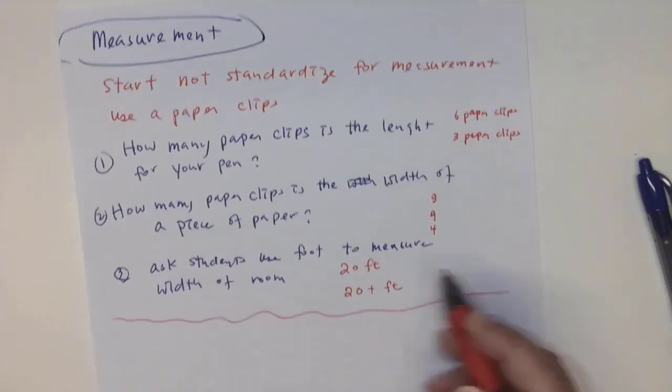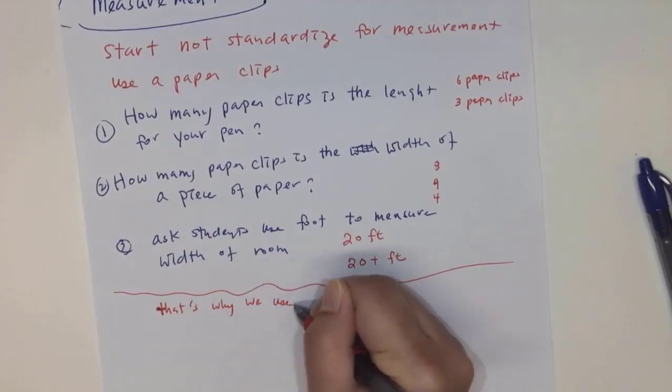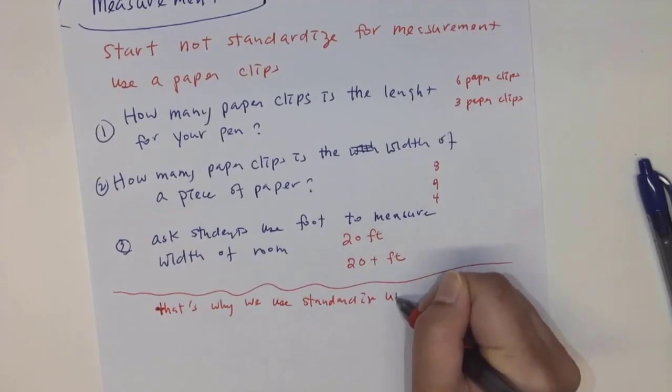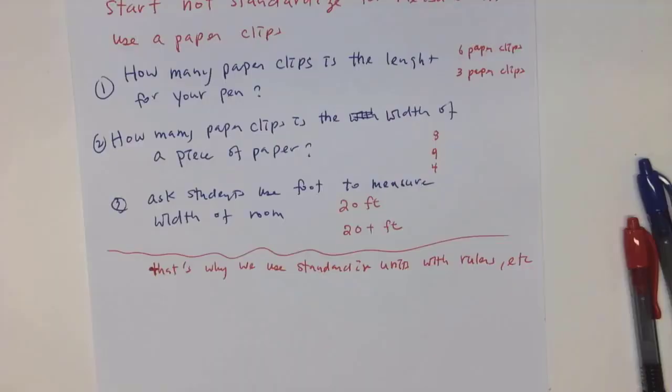So that is the reason why we need to use standardized units, right? That's why we use standardized units with rulers, etc. But you can start with the non-standardized type of measurement with children. That would make sense to them why we are measuring and how we started measuring things.